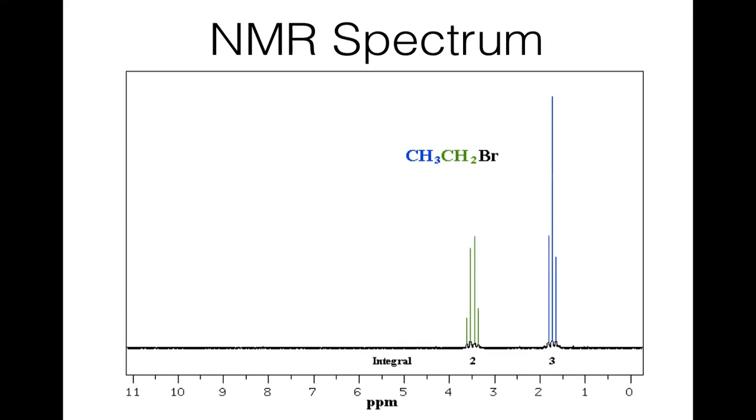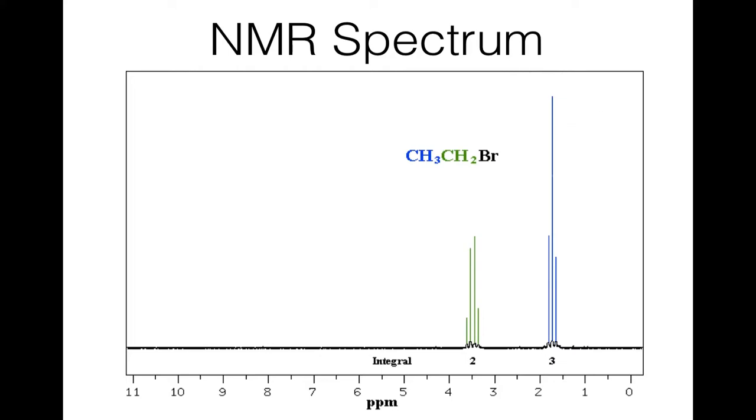Let's analyze the blue hydrogens. The blue hydrogens are equivalent to 3 hydrogens. Adjacent to the blue hydrogens, there are 2 equivalent green hydrogens. Therefore, n is equal to 2, so n+1 is equal to 3. The signal from the blue hydrogens is split into 3 ways, or we call it a triplet.